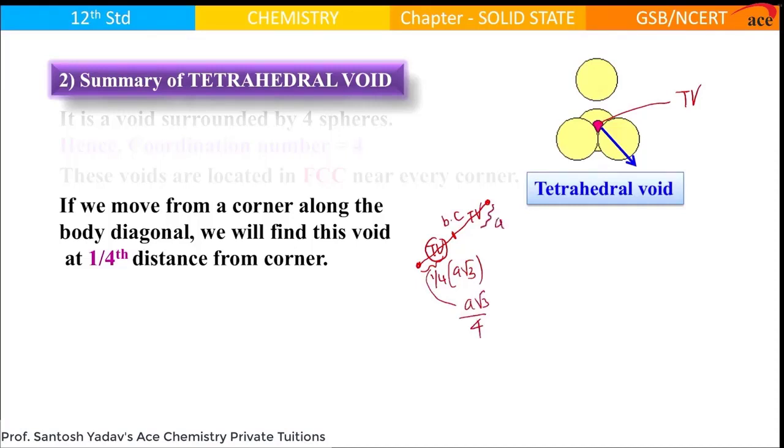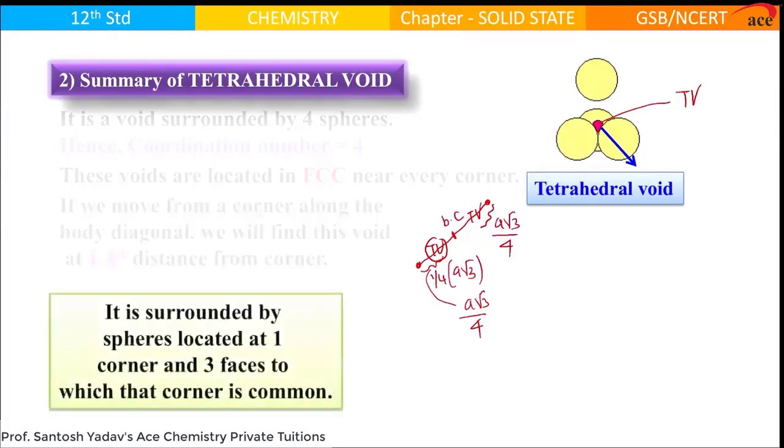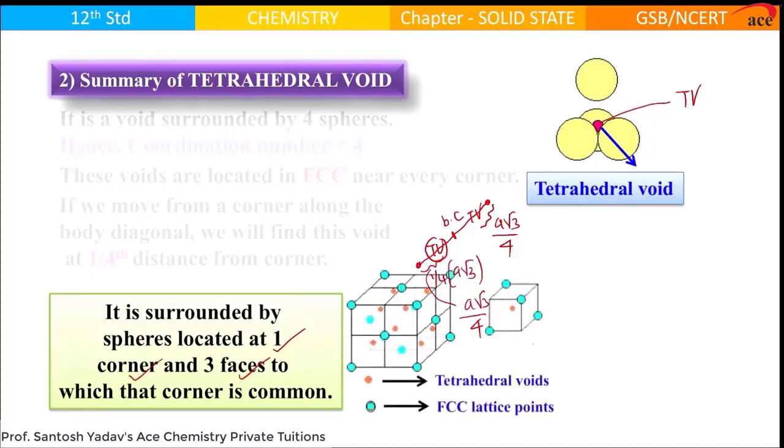If you try calculating here, it is also A root 3 by 4. So, it is at 1/4 distance from the corner, and we know the body diagonal is A root 3. It is surrounded by spheres, 1 corner and 3 faces. That is the identity of a tetrahedral void. Are you able to see this diagram? It tells you these red colored spheres are tetrahedral voids. If you take any body diagonal, you will find 2 tetrahedral voids.